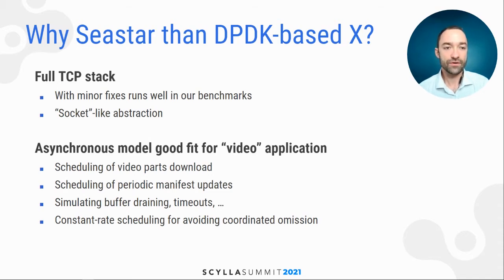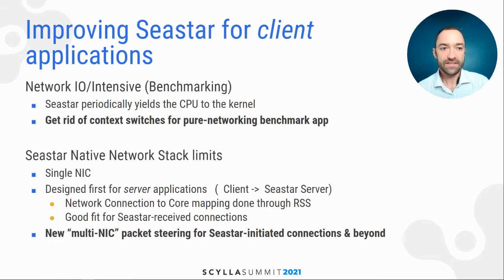video application. It's a complex benchmarking application where we run thousands of concurrent video players, and each video player must schedule its video part downloads and periodic tasks like manifest updates, where manifests are the list of available video parts. We must also simulate video buffer draining, timeouts, and so on. And finally, it also allows us to implement constant rate scheduling for avoiding coordinated omission. So Seastar is a great fit for our application, and it has only some minor issues. So what are these issues for the kind of application that we target?